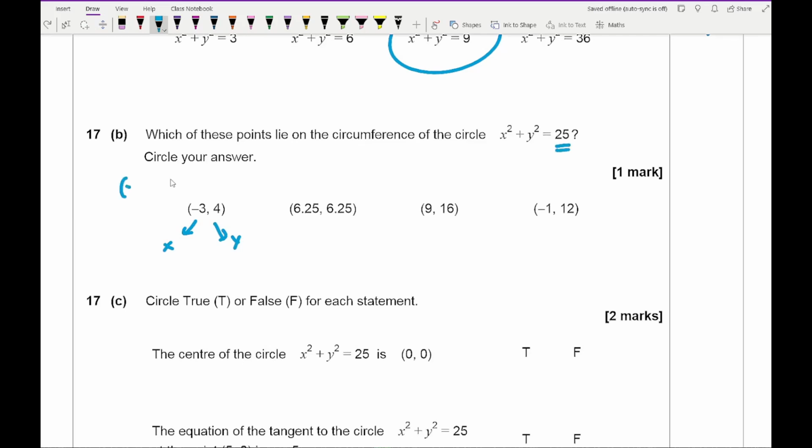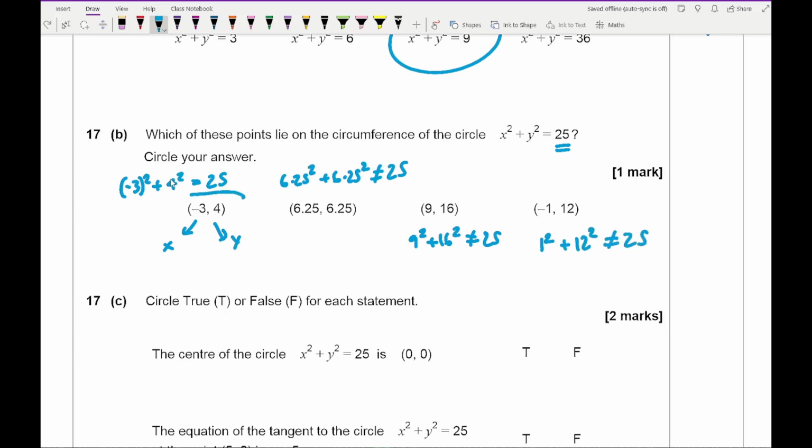So here I end up with minus 3 squared plus 4 squared, which is going to give me 9 plus 16, which is 25. With this one, I've got 6.25 squared plus 6.25 squared, which is not equal to 25. 9 squared plus 16 squared, again, is not equal to 25. And 1 squared plus 12 squared, again, is not 25. So the correct answer is minus 3, 4.